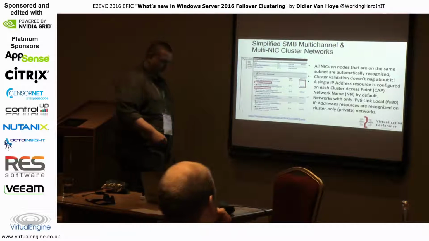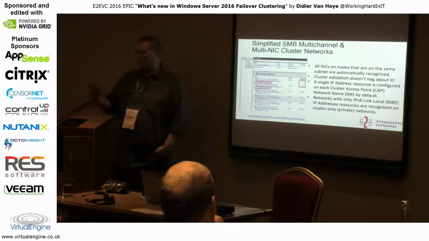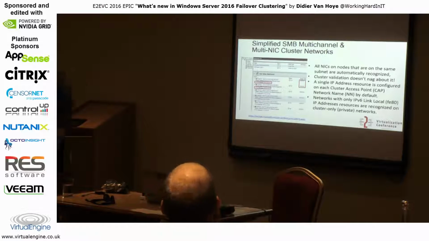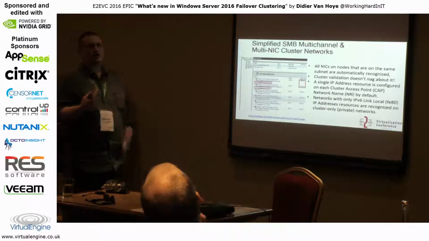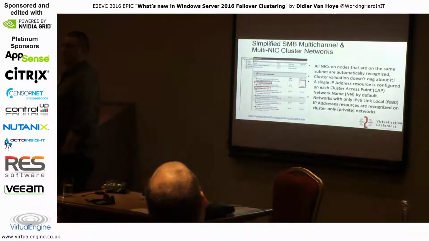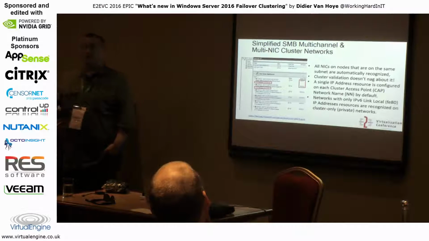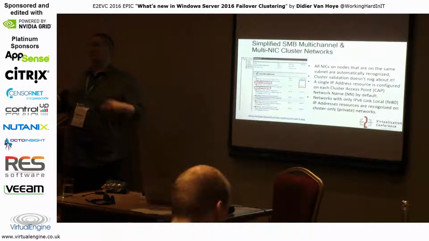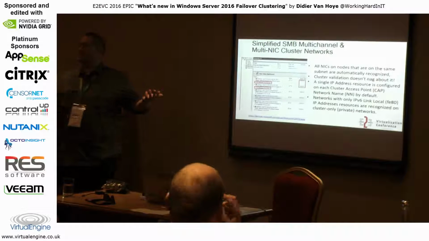Another cool improvement, which I didn't have much problems with, but apparently a lot of customers did, and I got asked about it a lot, is that for multi-channel to work in a cluster, you need multiple subnets. This is not a requirement of multi-channel. It has to do with clustering. Clustering until Windows Server 2016 sees only one NIC per subnet. So if you wanted to use multi-channel, you needed multiple subnets.